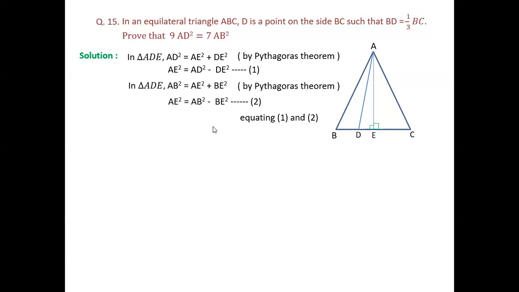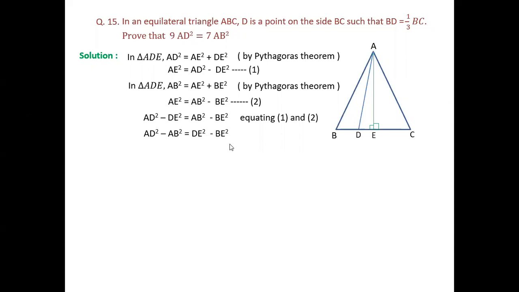Let's equate the two. Equating 1 and 2, what you'll get? AD square minus DE square is equal to AB square minus BE square, both are equal. That means AD square minus AB square is equal to DE square minus BE square. I bring it to the right side. We want everything in terms of AD and AB only, so I have retained AD and AB on this side and brought the remaining things to the right side.